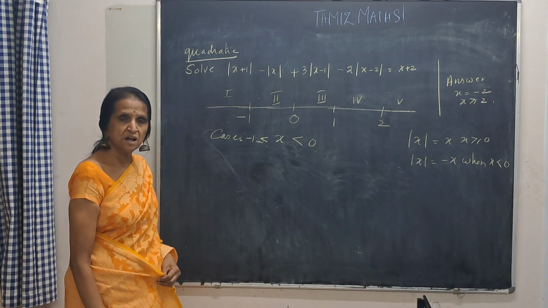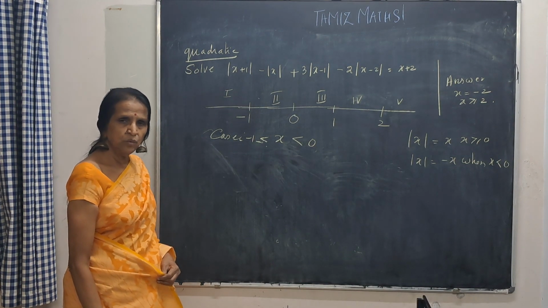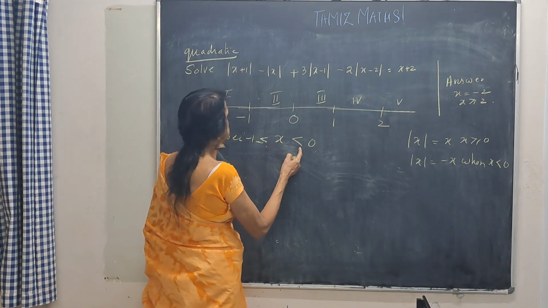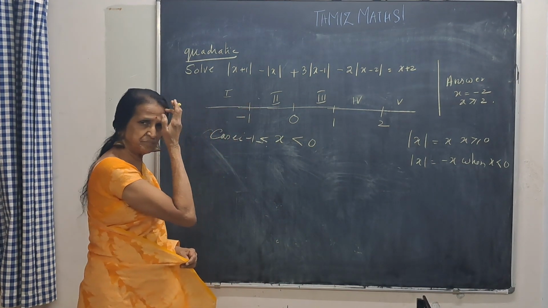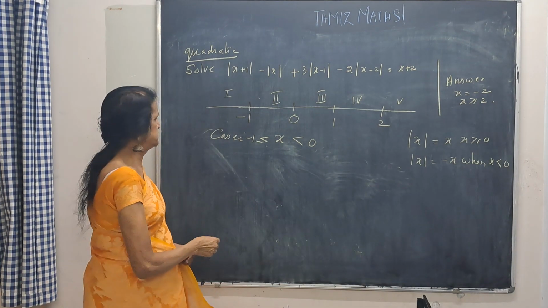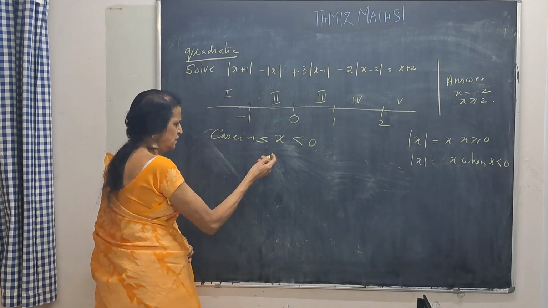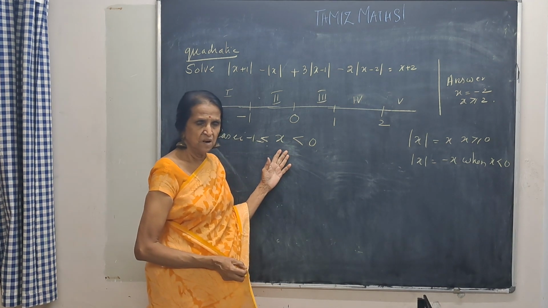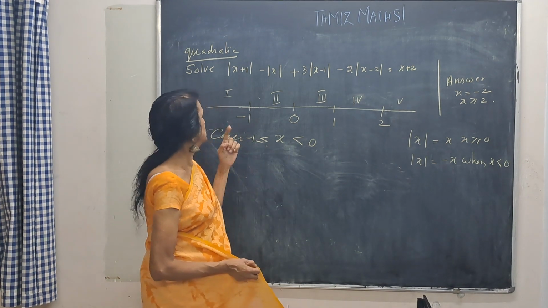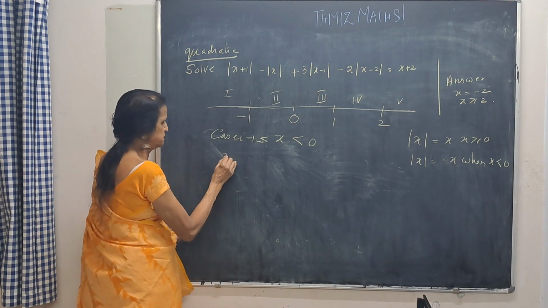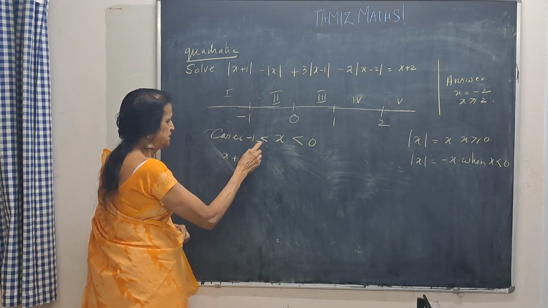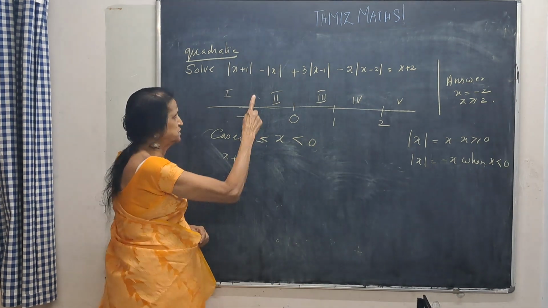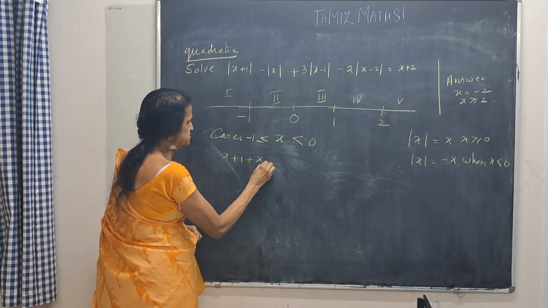Now let's remove the mod sign with extreme care. X is lying between minus 1 and 0. Won't this be positive? So this will be positive. If you want, you can take any value in between and check it. For example, minus half. That will make it positive. So it is x plus 1. This is negative, so it is minus x. With that minus, it will become plus x.